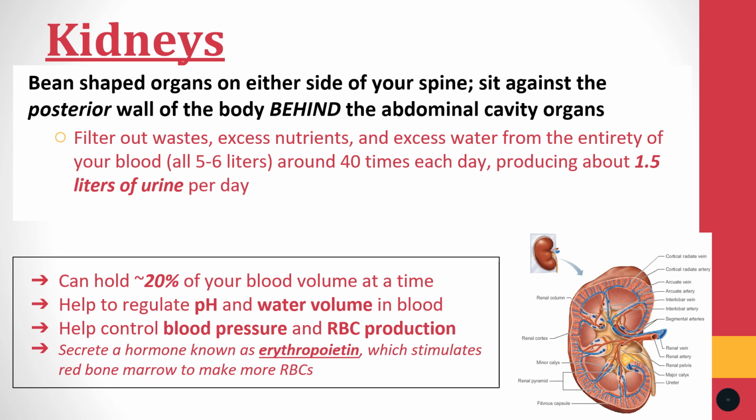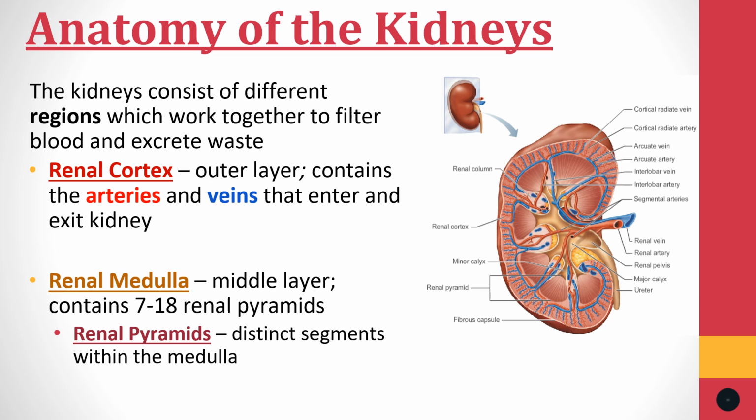And again, a big takeaway here: remember that while it's doing this process, it's helping to regulate that pH, it's helping to regulate that water volume in the blood, and it's helping to control the blood pressure and the RBC production. It does this because our kidneys secrete a hormone known as erythropoietin, which stimulates the red bone marrow to make more red blood cells. If you ever end up working in medicine, there's a synthetic version of this that we inject people with in nephrology. It's called Procrit. So if you ever see that medication, that's just the synthetic form of this hormone.